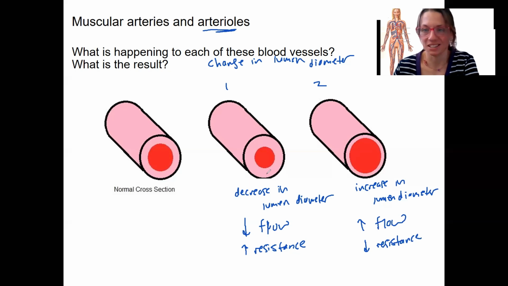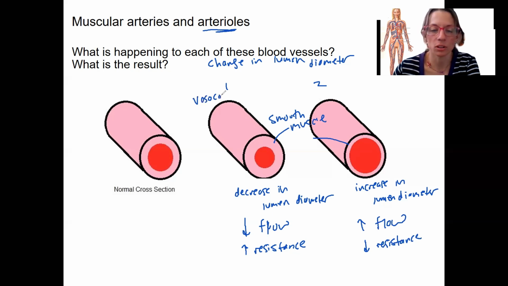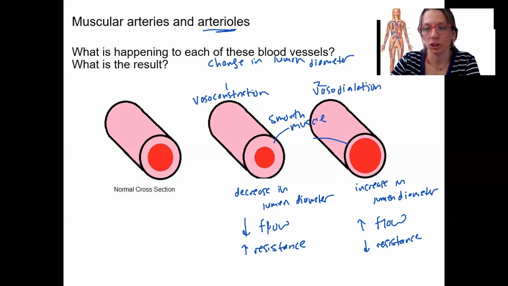One last thing here, why does this happen? How did this happen? Well, smooth muscle, right? We've got smooth muscle in the tunica media, and that smooth muscle contracts or dilates. So this here, number one, is called vasoconstriction. This is called vasodilation. And these can be regulated by various things, but largely the autonomic nervous system. And so we'll talk about that when we talk about regulation of blood pressure.